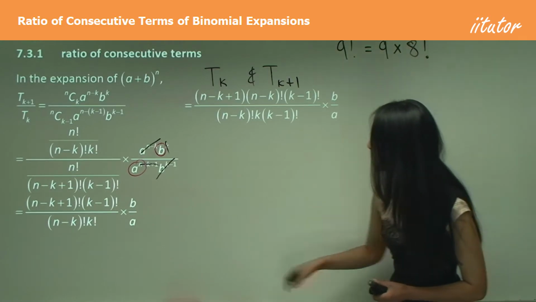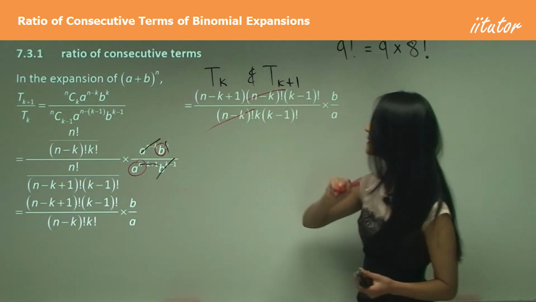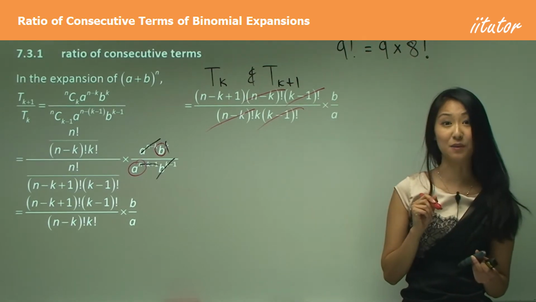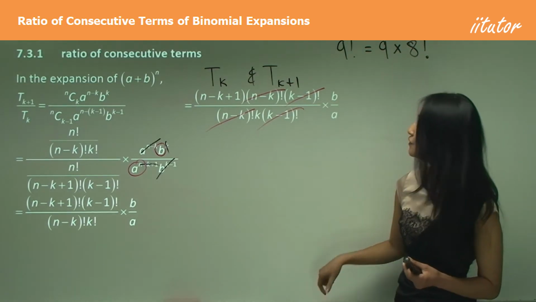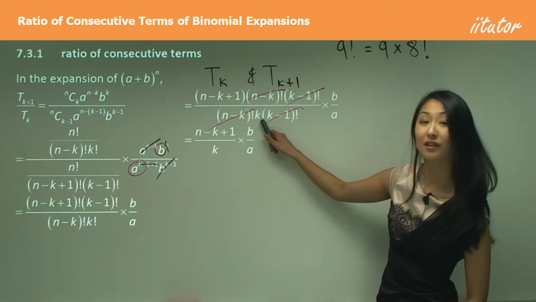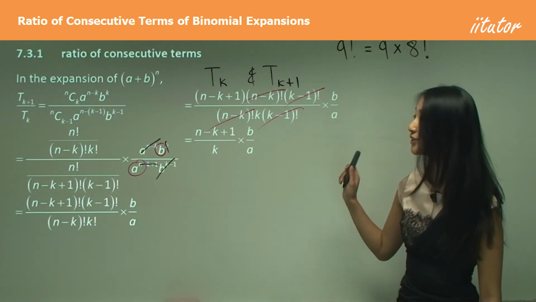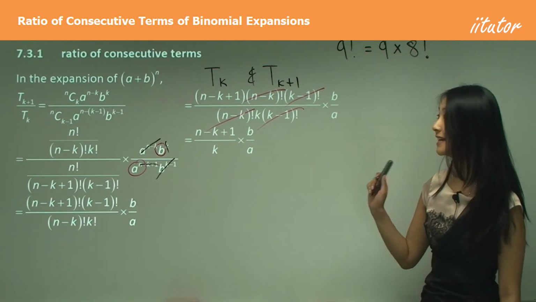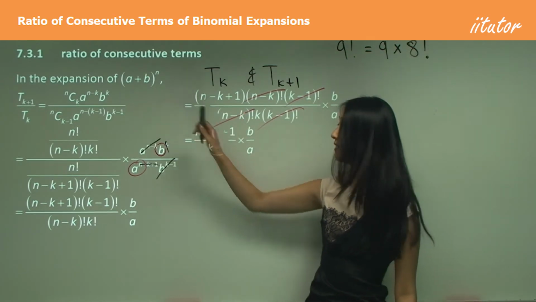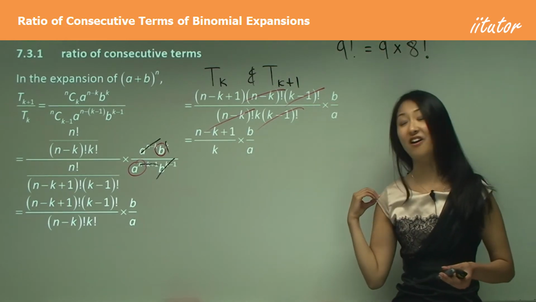So in that way, I'm able to cancel out this n minus k factorial with that n minus k factorial, and this k minus 1 factorial with that k minus 1 factorial, yeah? And what's left over now is going to be n minus k plus 1 on k times b on a, all right? So therefore the ratio of your consecutive terms, so any ratio at all within your expansion of that, is going to be n minus k plus 1 on k times b on a.